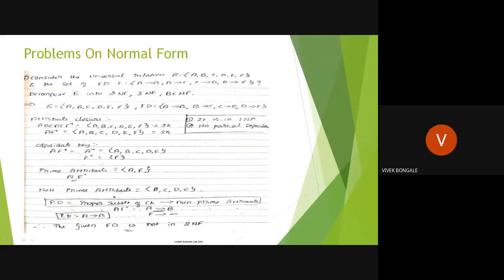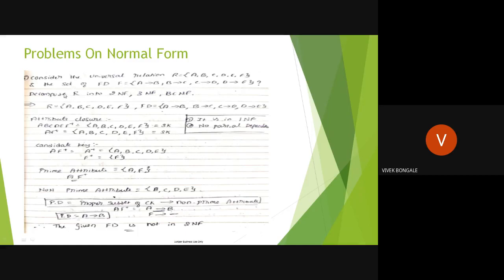Problems on normal form. They will ask questions like this in the examination. Consider the universal relation R. They'll give the relation like A, B, C, D, E, F, and a set of functional dependencies. Then, after giving the functional dependencies, they will tell us to check whether the given functional dependencies satisfy second normal form, third normal form, or BCNF. Okay, this is how they will ask the question.